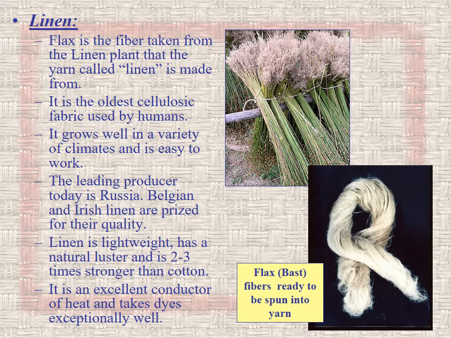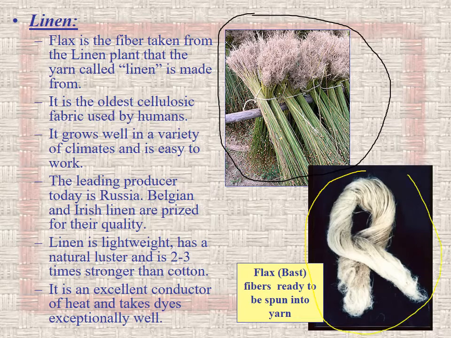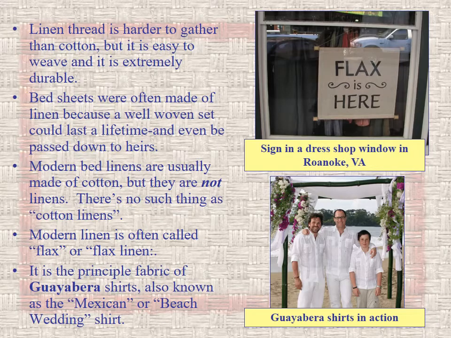You can see, if we look over here, let me get that. Those are linen plants. And then with that, you make this down here. This is flax, which is also known. Flax is the fiber. Linen is the material, but sometimes the material is called flax as well. Ready to be spun into yarn. Very lightweight, very, very comfortable to wear. 2 to 3 times stronger than cotton. Excellent conductor of heat and takes dyes exceptionally well. It's harder to get, and it's a little more expensive than cotton, but it's very easy to weave. It's very water durable, extremely durable. It doesn't shrink up.